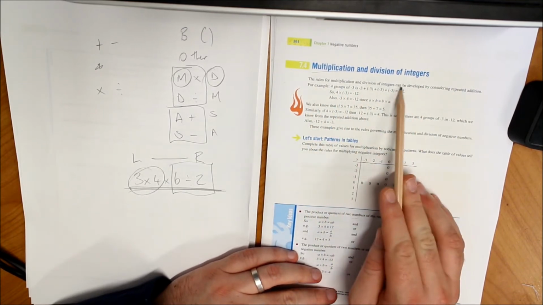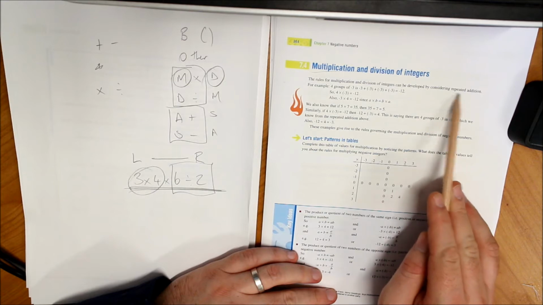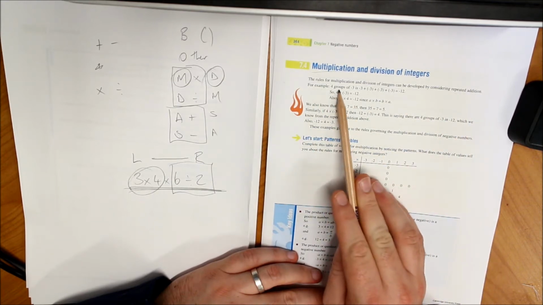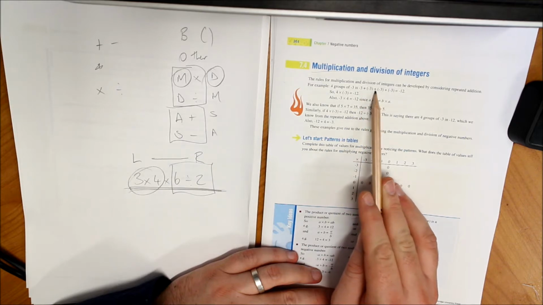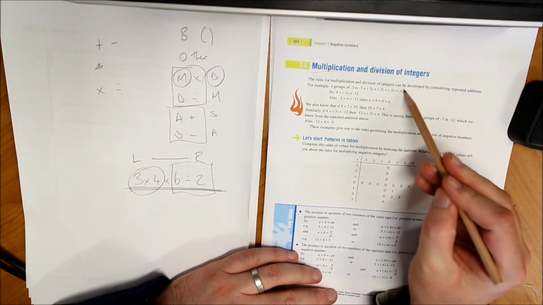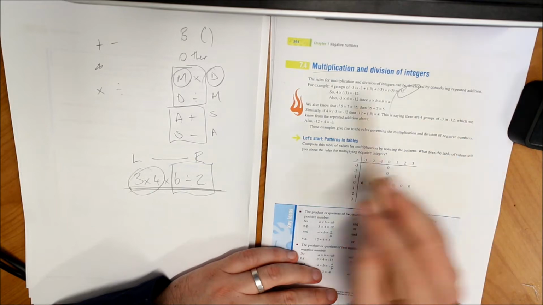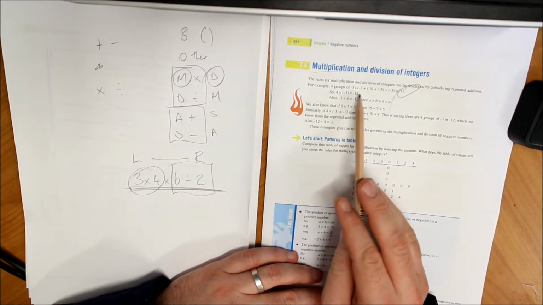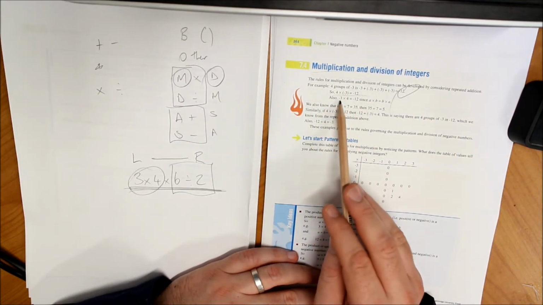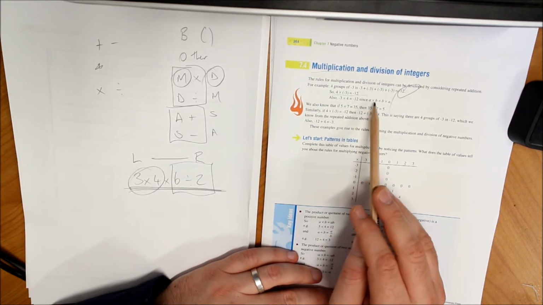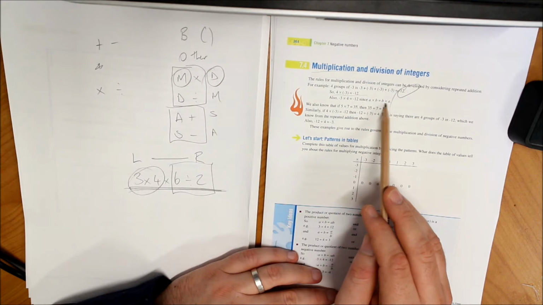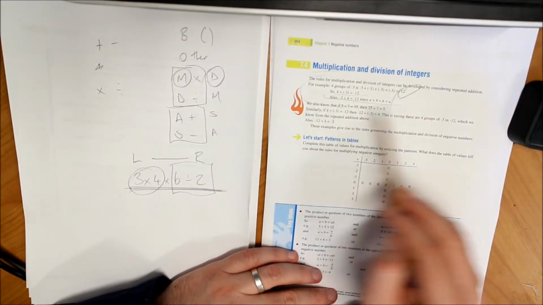With multiplication and division of our negative numbers, here it says the rules for multiplication and division of integers can be developed by considering repeated addition. For example, 4 groups of -3 is -3 plus -3 plus -3 plus -3, which equals -12. Likewise, 4 times -3 equals -12. Also, -3 times 4 is -12, since A times B equals B times A. A little bit complicated, that section.